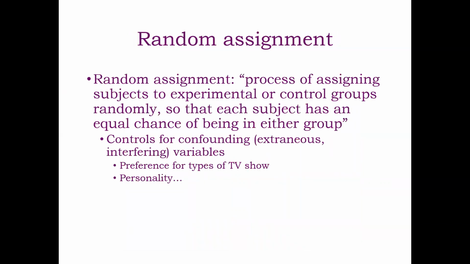In an experiment, you must use random assignment to control for possible confounds. This is just the process of assigning subjects to experimental or control groups randomly, such that each subject has an equal chance of being in either group. And we talked about this before when I walked you through an experimental design with the example of the effect of cameras on test scores, right?